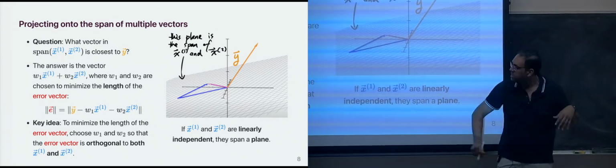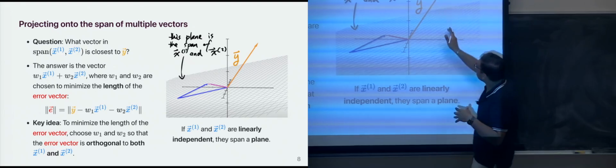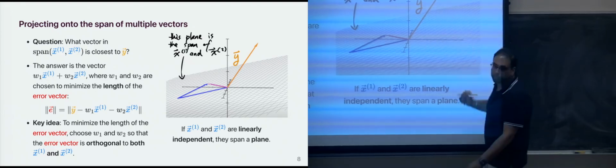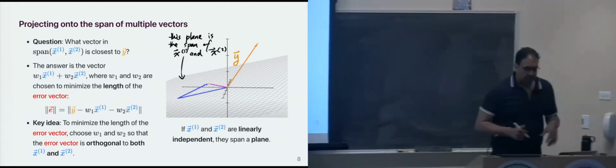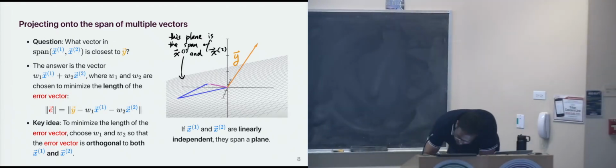And the answer is the one whose error vector is perpendicular to this plane. That is perpendicular to both x1 and x2. Okay? And so the setup might look something like this. That doesn't look totally perpendicular to me. Okay? Where this is the error vector that I'm targeting.